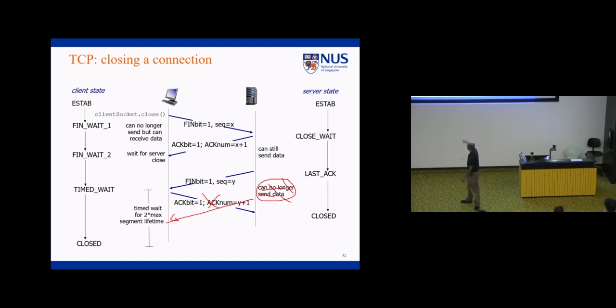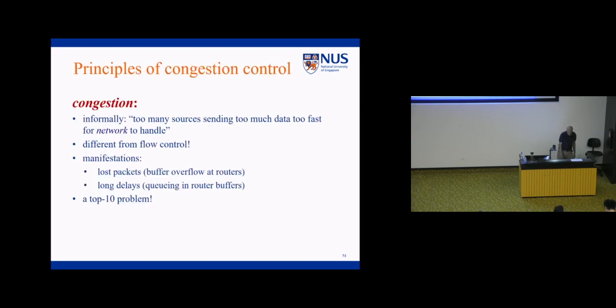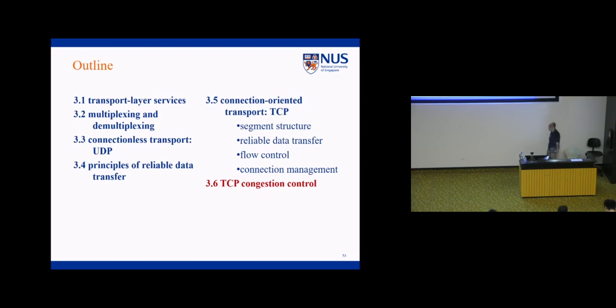How long should this be? Different implementations do different things. It is usually either half a second, 1 second, 2 seconds, something like that. Okay. All right, so that's TCP connection closure. Now let's come to the more interesting part where we will talk about TCP's congestion control. Right?